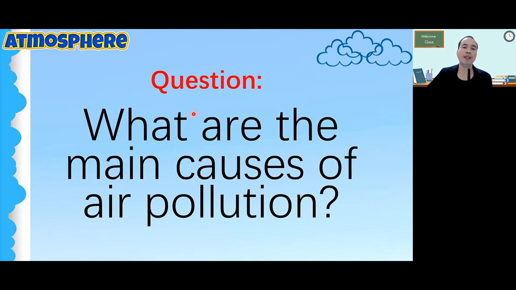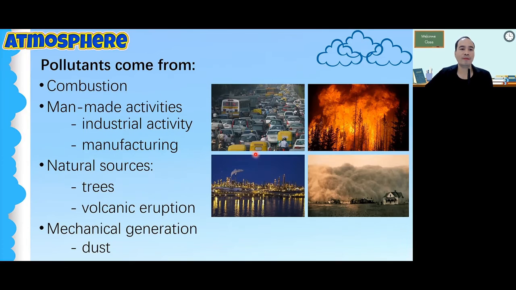So we know already the different types of your air pollution. We have your PM and your gas phase. So what do you think are the main causes of your air pollution? So we have here different sources of your air pollution from your pollutants. Pollutants are substances that can cause the air to become dirty. So we have here your combustion or your burning.